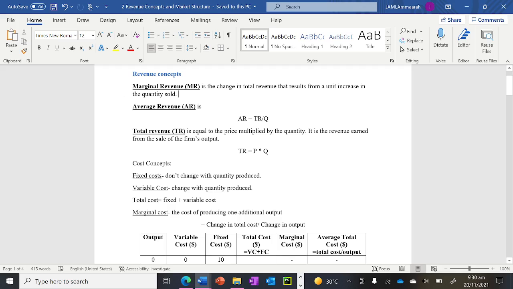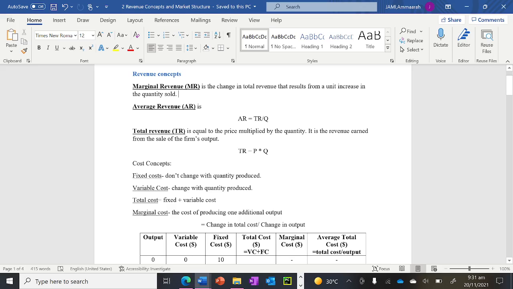So marginal revenue is the change in total revenue that results from a unit increase in the quantity sold. Total revenue is basically what you would make, not profits. Just any money that you would make is revenue, and then the marginal revenue is basically the additional. Every time you see the word marginal, you can replace that with additional. That's what marginal means. So the additional revenue you would make from producing one additional unit of output.